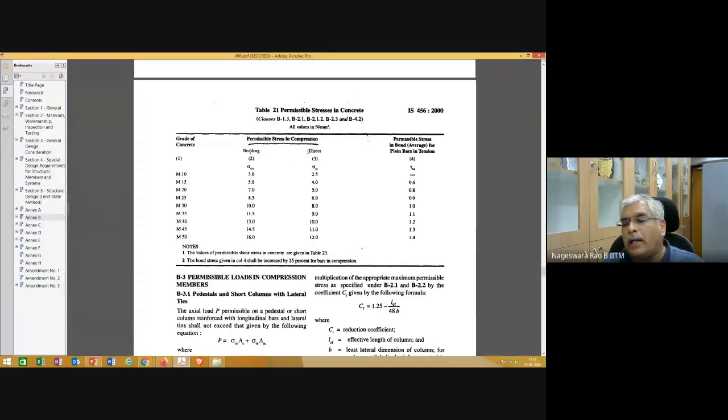Or you can take concrete in the form of a column and subject it to direct compression. Number 3 of this table gives the permissible stress in compression, which is direct compression, and this one is bending. Our modular ratio is related to sigma cbc, and here direct compression is denoted as sigma cc. We'll come back to this table at a later stage and see where it is required. This column is the permissible stress in bond.